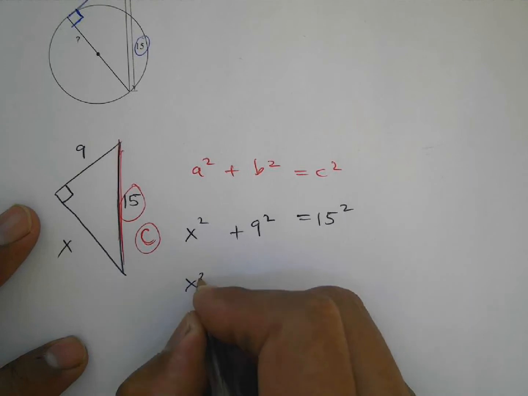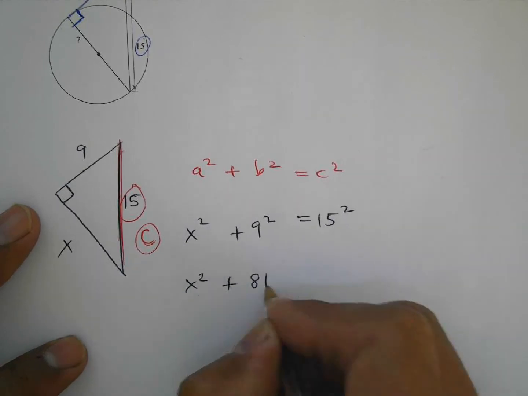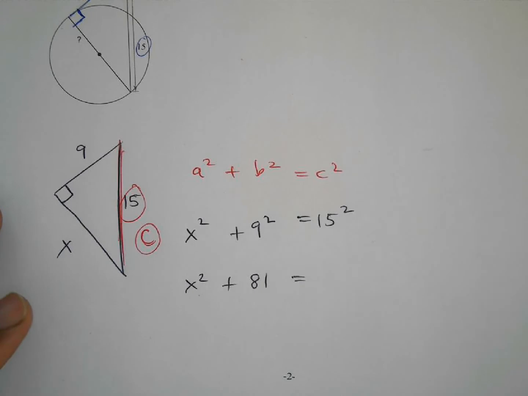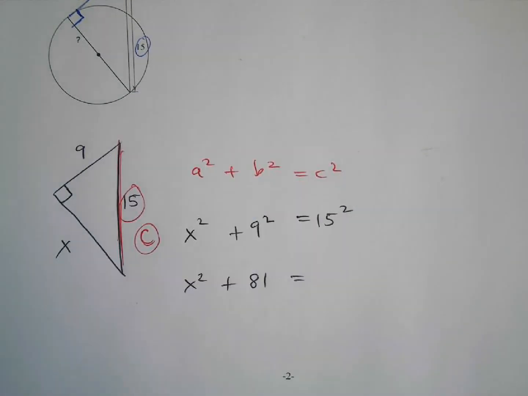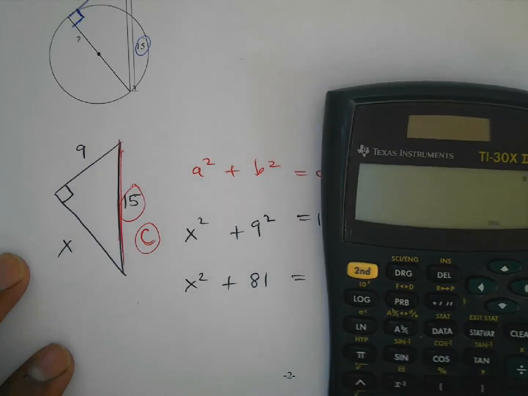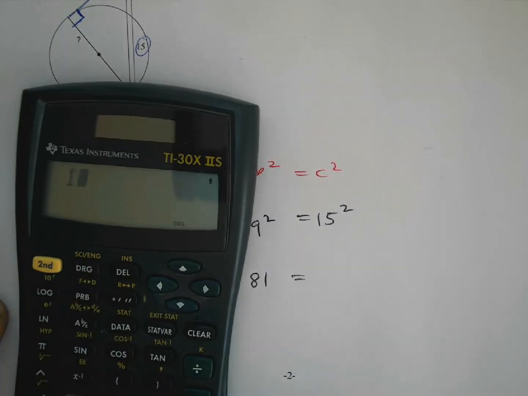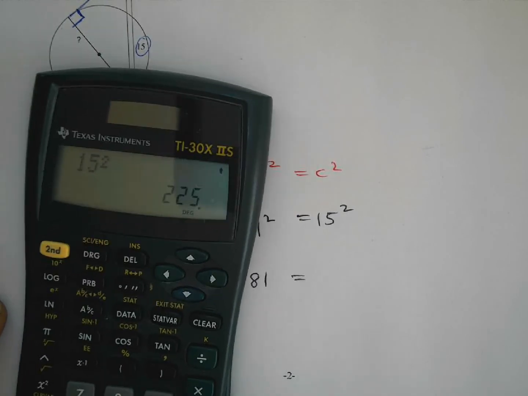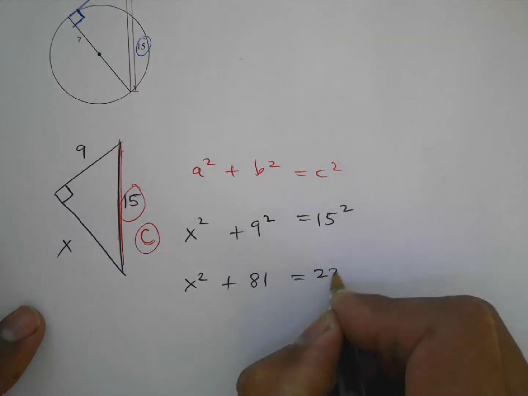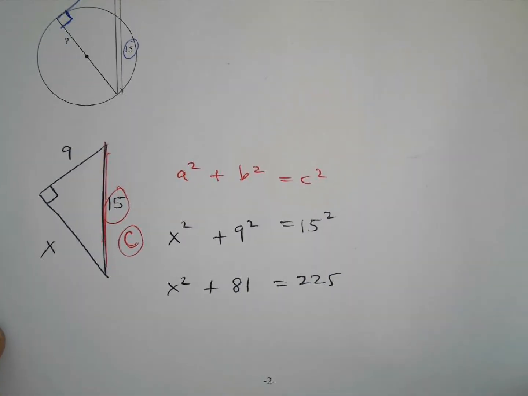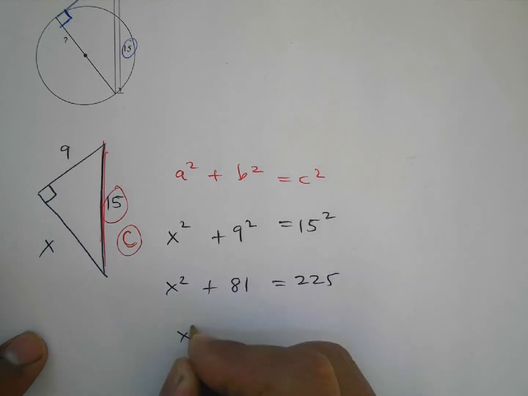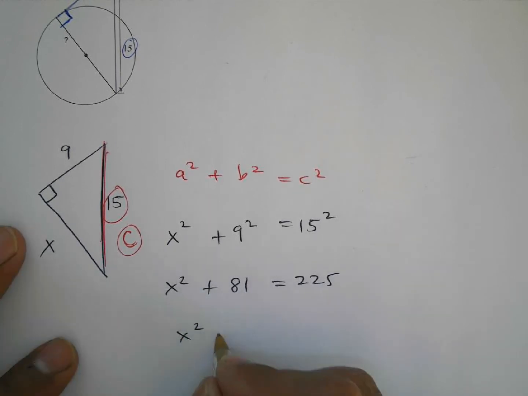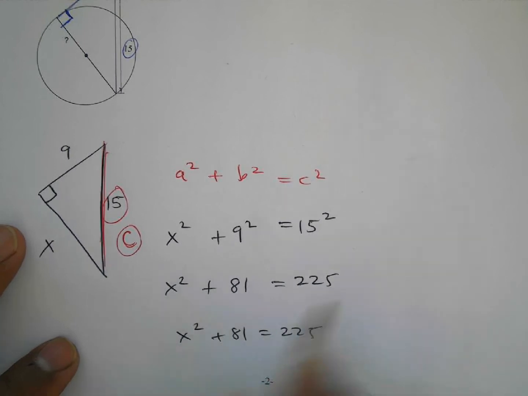So now I'm going to continue and say x squared plus, what's this? 9 times 9, 81 is equal to 15 times 15. I believe it's 225, but let me check. What is it? 15 times 15? 15 squared. Oh yeah, I'm right, 225. Okay. And then I'm going to do what? Try to get x squared by itself. So that's x squared plus 81 equals 225. So I got to do minus 81, right?